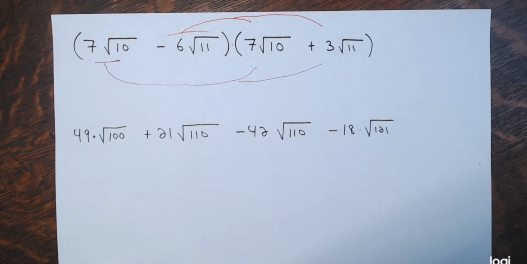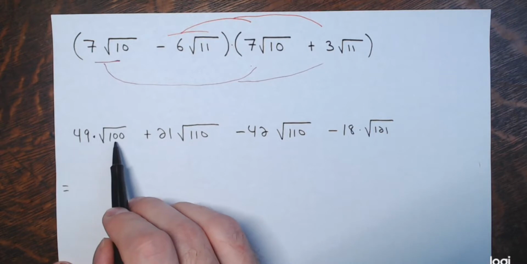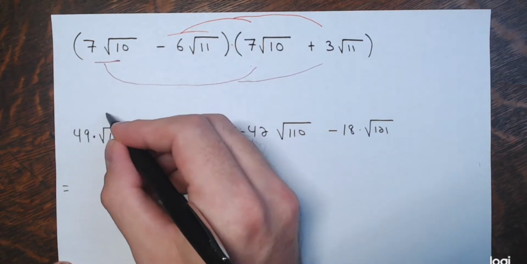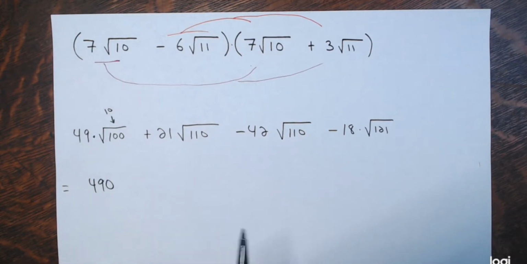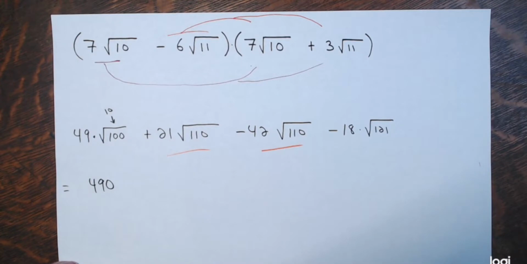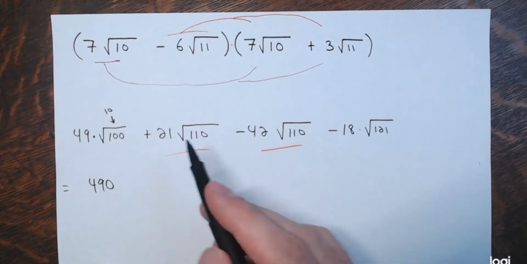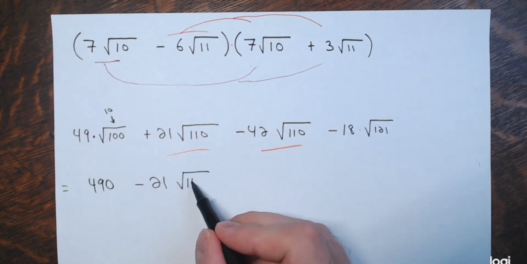All right, and then we simplify some stuff. Now, remember, 49 times the square root of 100, which is 10. So this is 490 here. Then these two middle terms go together. They're like radicals. They both have the square root of 110, so I can put those together. 21 minus 42 is negative 21, so I have minus 21 times the square root of 110.